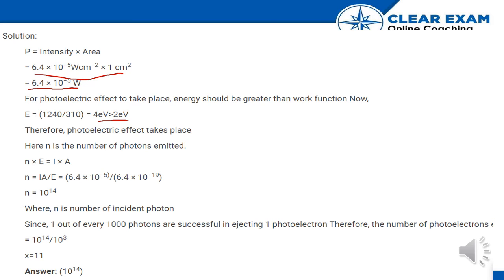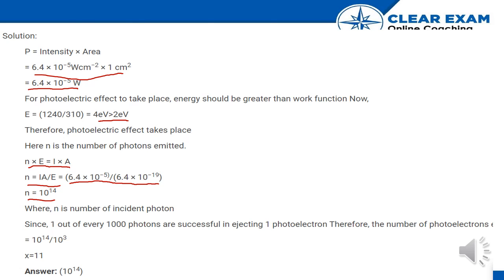Now n is the number of photons emitted. So n times E will be equal to I times A. Therefore n will be IA divided by E. Now these are the values given above. So n will be 10^14. n is the number of incident photons.